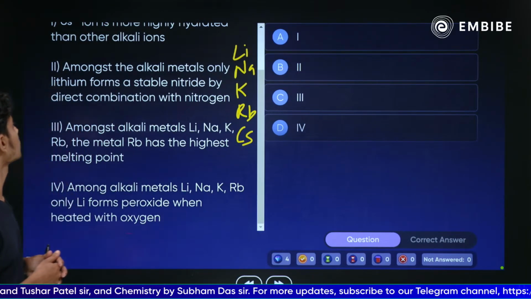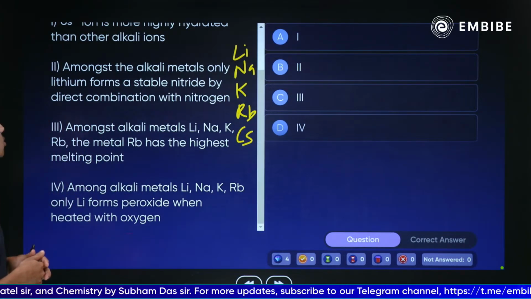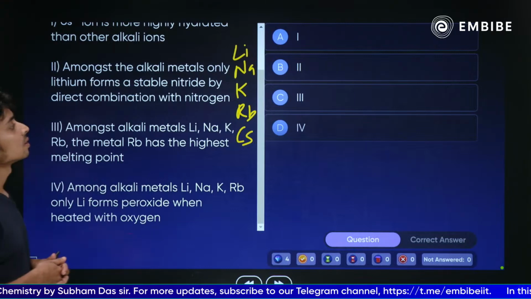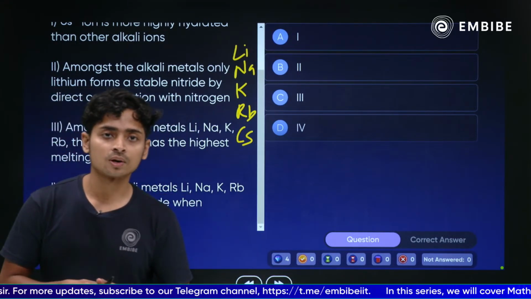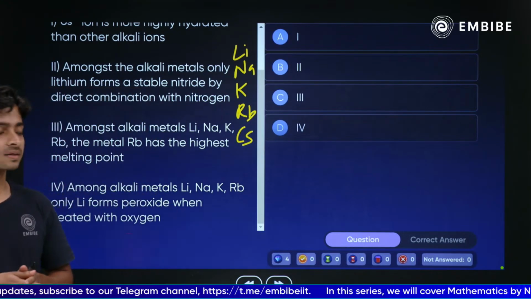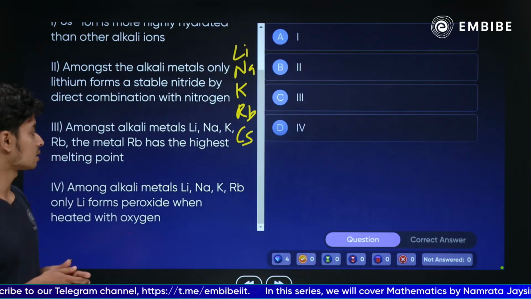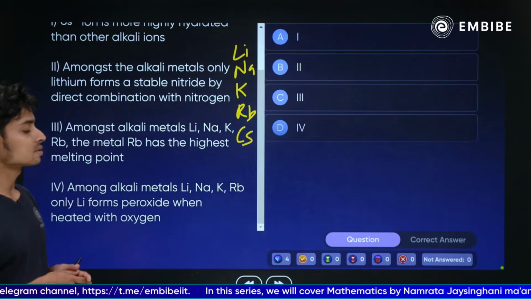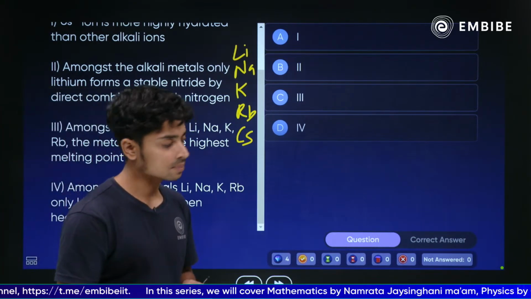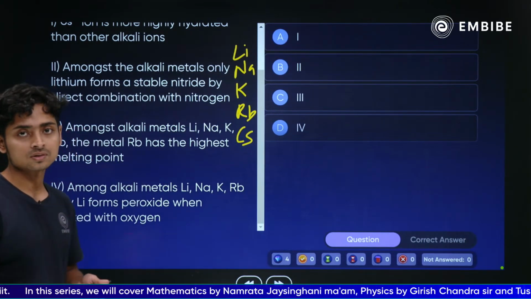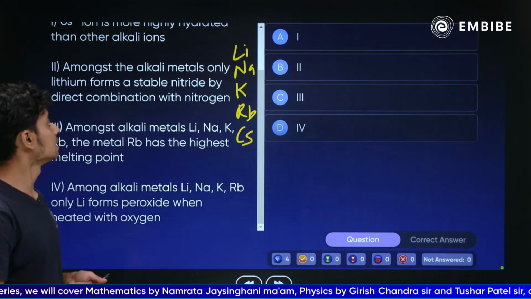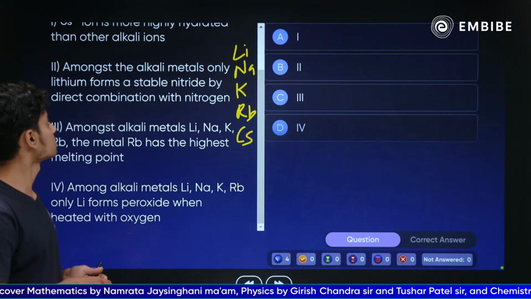Amongst the alkali metals, only lithium forms a stable nitride by direct combination with nitrogen. So guys, give some time. Aditya said option B. Take some time, attempt. So 4 people got it right. Yes, option B is correct. Only lithium forms a stable nitride when reacting with nitrogen. Again, fact based questions. Lithium is the smallest one.